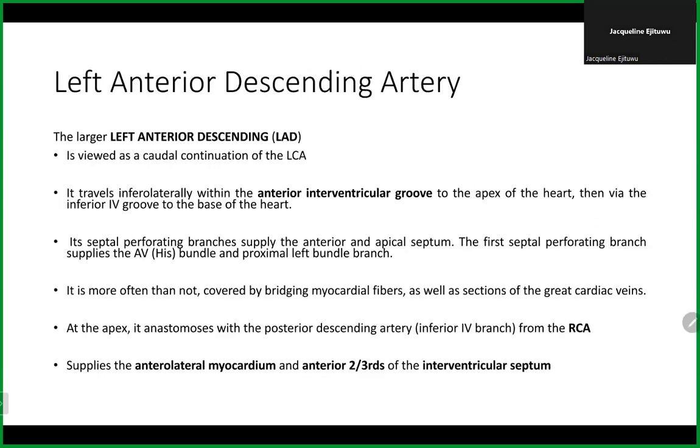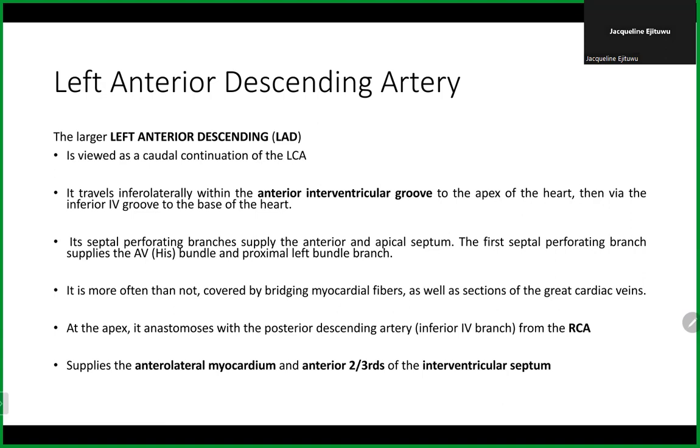Next slide. So the first branch of the left main coronary artery is the left anterior descending artery. It's actually a continuation of the left coronary artery after it gives off the left circumflex branch. It is viewed as a cauda. It travels inferolaterally within the anterior interventricular groove to the apex of the heart, and then it passes through the inferior interventricular groove and crosses to the base of the heart.